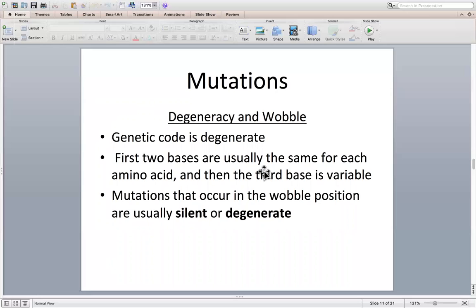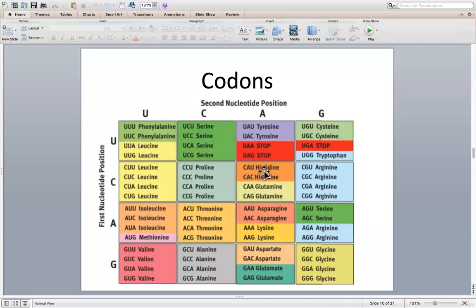Okay, and so here we're going to talk a little bit about mutations that occur. You can think of the genetic code as being degenerate, and that's because more than 1 codon can specify a single amino acid, like we said before. All amino acids besides methionine and tryptophan are going to have multiple codons that encode them. So if we look at that last table, you can see that the first 2 bases are usually the same for each of these amino acids. So if we look over here, it's serine.